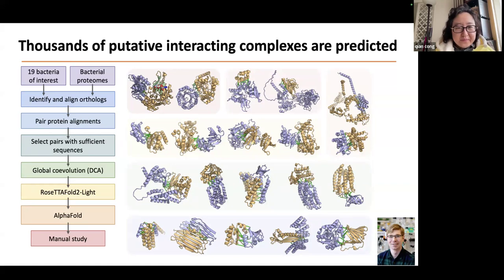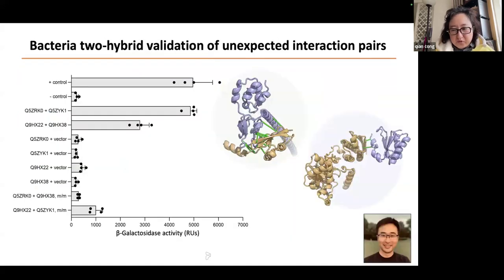For this work, luckily we were able to recruit very capable collaborators who helped us use experiments to validate some of our unexpected predicted interactions. So these are some experimental results on two very novel predictions we made, tested by bacterial two-hybrid assays, and based on the bacterial two-hybrid results, these predictions indeed appear to be true.